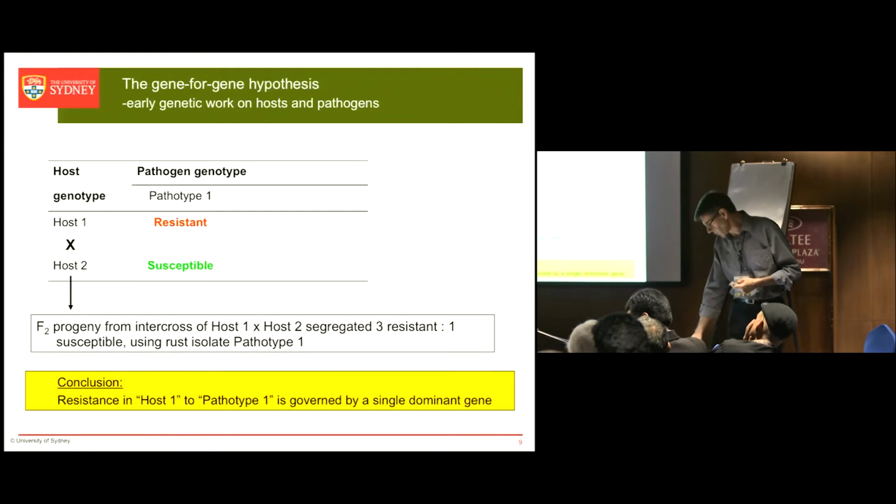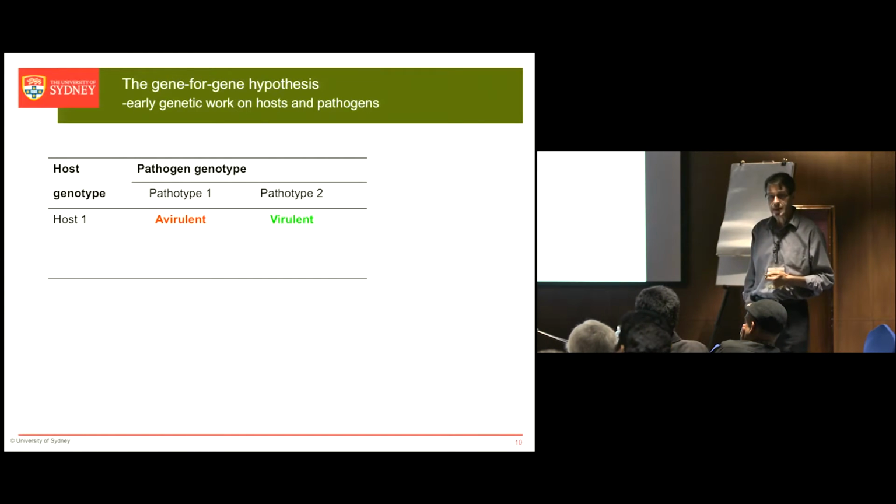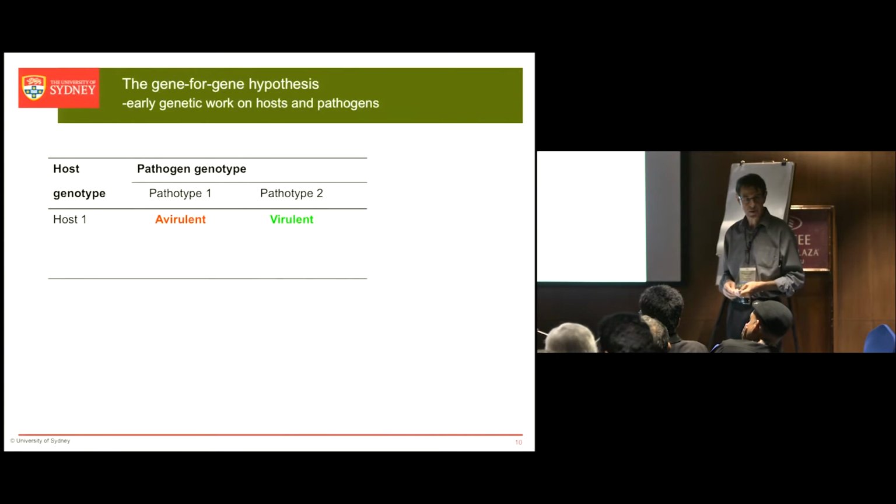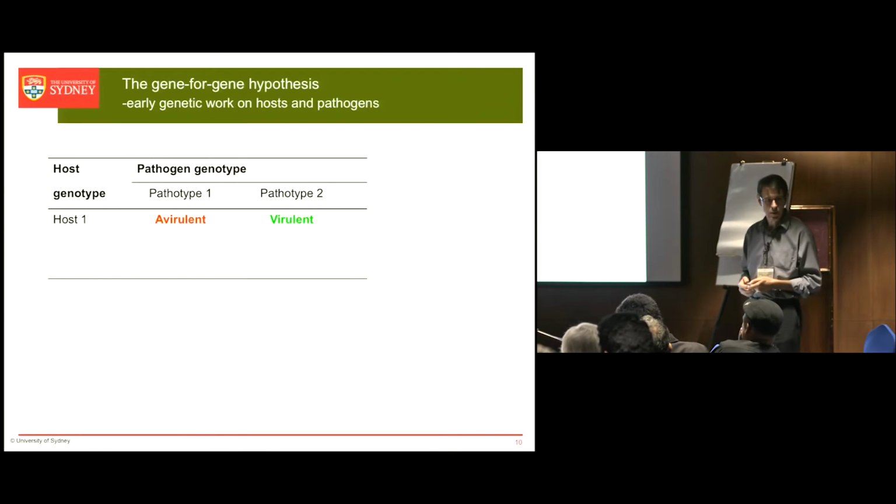That was the first part of the work that he did. What he then did was he found a second rust isolate. So we still have pathotype number 1, which we now are talking about the pathogen, right? So it is avirulent on host 1. And a second pathotype that was virulent on host 1. So here we have 2 different pathotypes that differ in their pathogenicity on that host genotype 1 that he'd previously shown carried a single dominant gene for resistance. And he wanted to know the genetic basis of that avirulence.